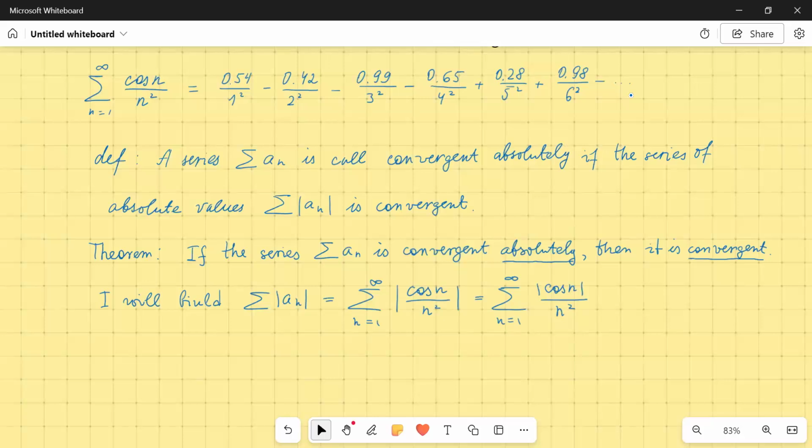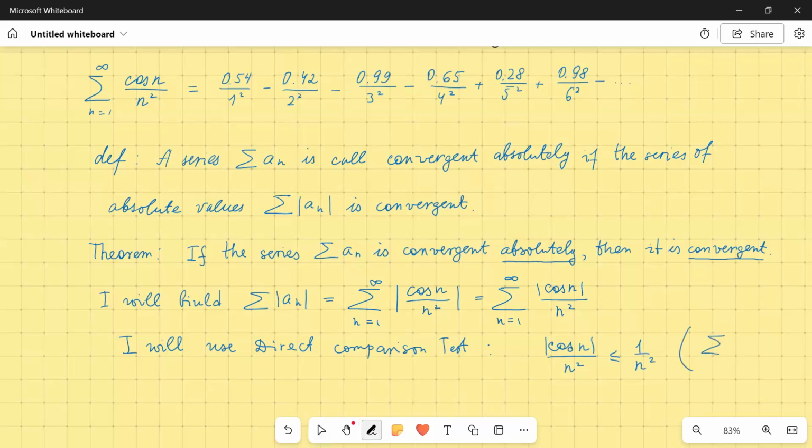How are absolute values better than the original series? Well, they are better because I have lots of tests which deal with positive-term series. For example, I'm going to use the direct comparison test. So I'm going to compare the term of this series, cosine n over n squared, to the series.